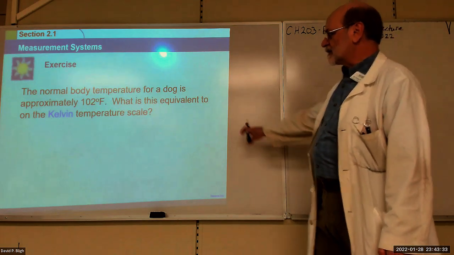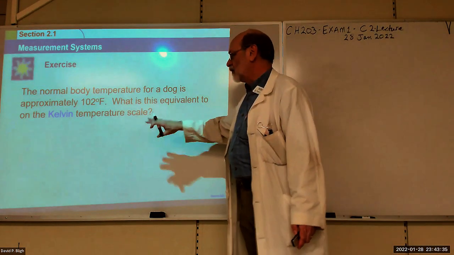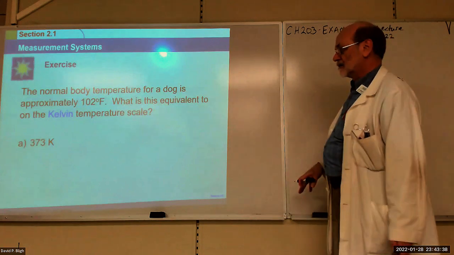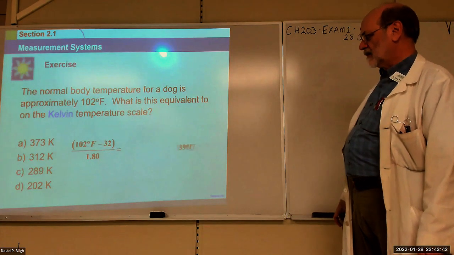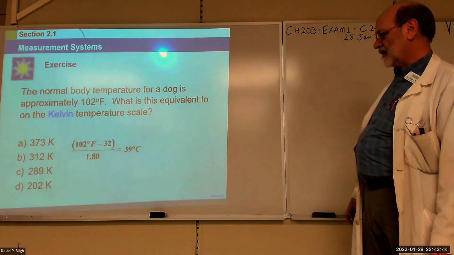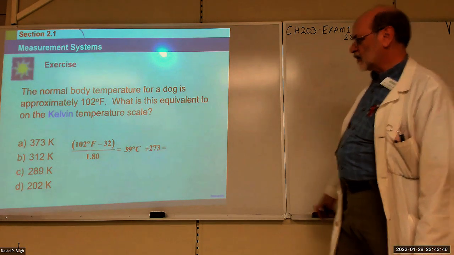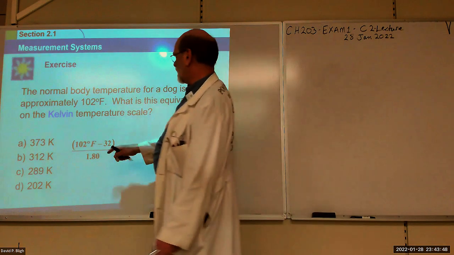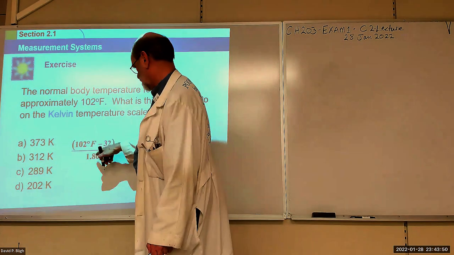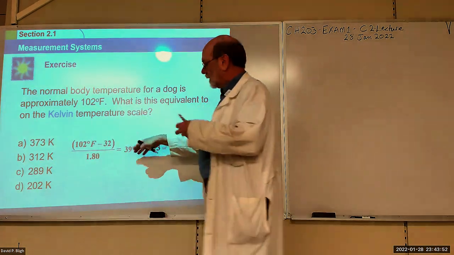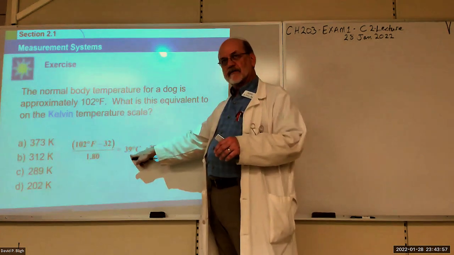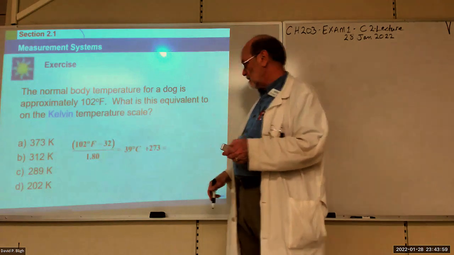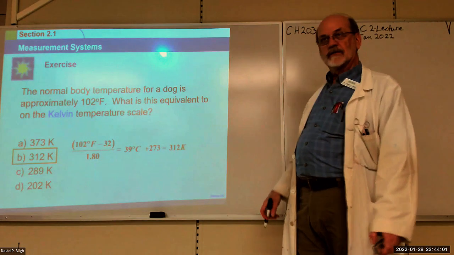So what's the equivalent temperature in Kelvin? Well, we need to convert to Celsius, right? Is it going to do it for us? Yeah, there we go. Okay. And then once we get Celsius, we plug 102 in here. Oh, that is right. And then we take that value, which is 39 degrees Celsius, and 273, and we get 312.